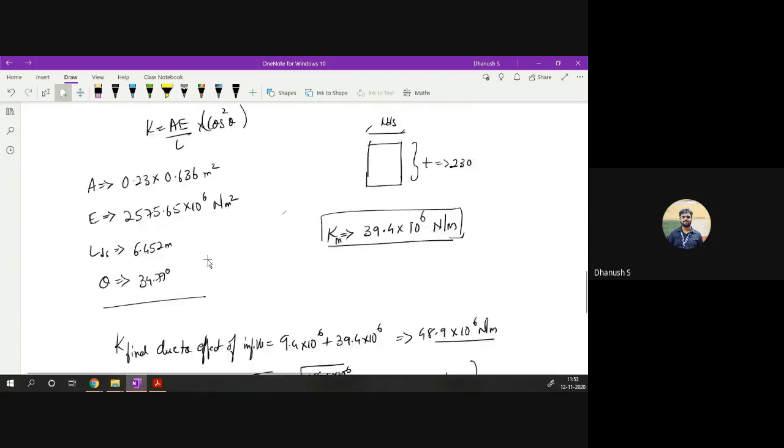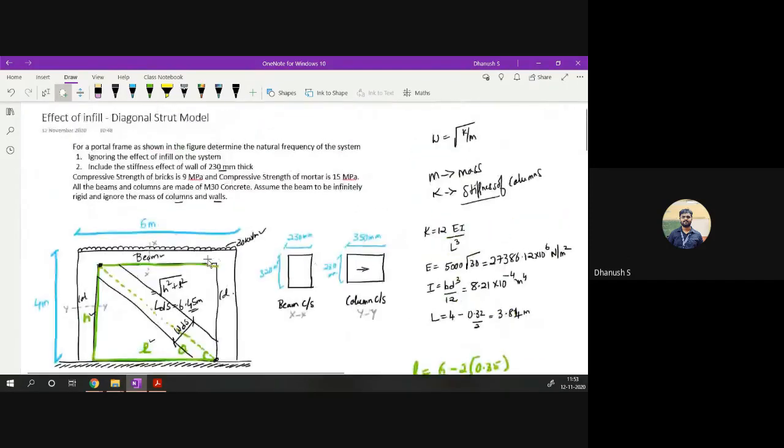Understood the procedure? What we have to do? Yes, sir. For your second interviews, you can expect one question like this. I'll give you a 2-story portal frame or something, a 2 degree of freedom system. I'll ask you to determine the frequencies with and without the effect of infill.